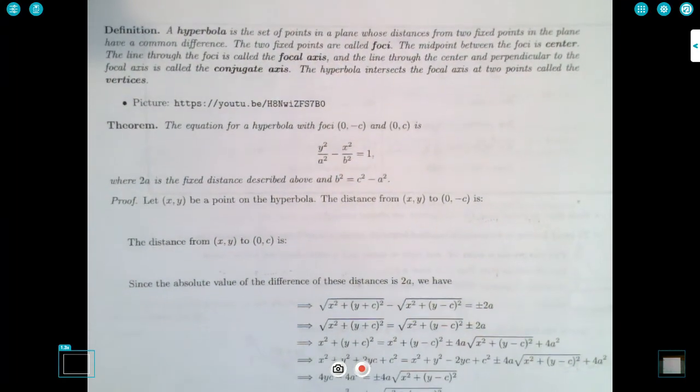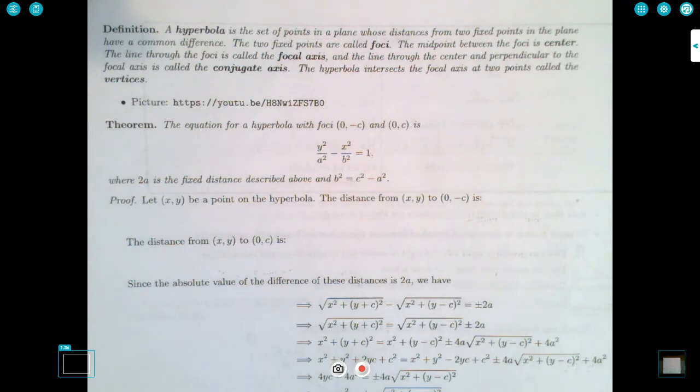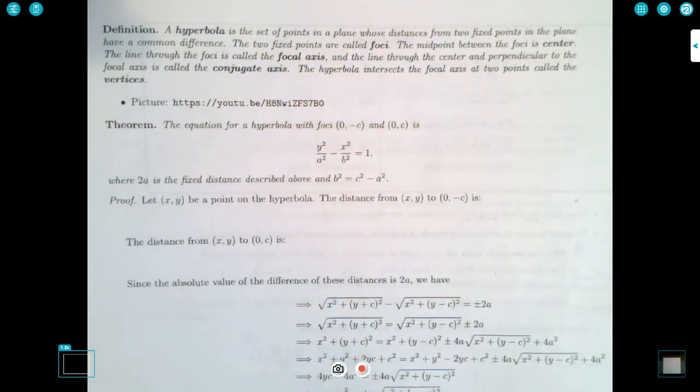So a hyperbola is the set of points in a plane whose distances from two fixed points in the plane have a common difference. The two fixed points are called foci. The midpoint between the foci is called the center. The line through the foci is called the focal axis, and the line through the center and perpendicular to the focal axis is called the conjugate axis.